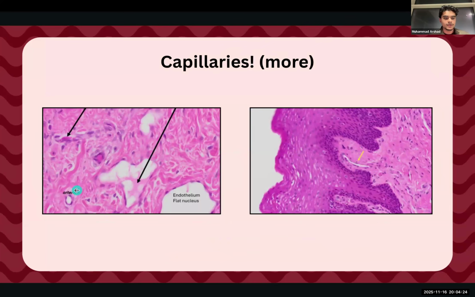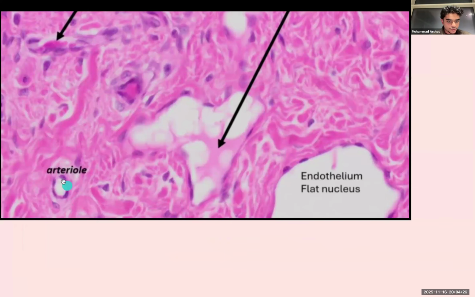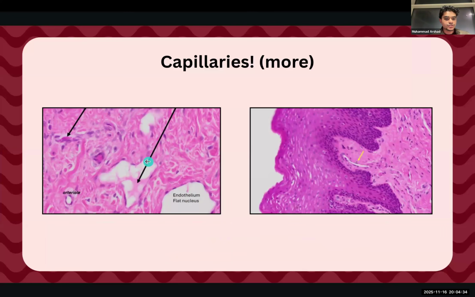Yeah, so this is the image I was talking about. If you look over here, the arteriole's nuclei are clearly different from this endothelium, because this endothelium has very flat nuclei, whereas the arteriole doesn't. And again, you should just know this is the lymph capillary, and that it's relatively bigger. It should be fairly obvious if you're looking at it in the OSPE.